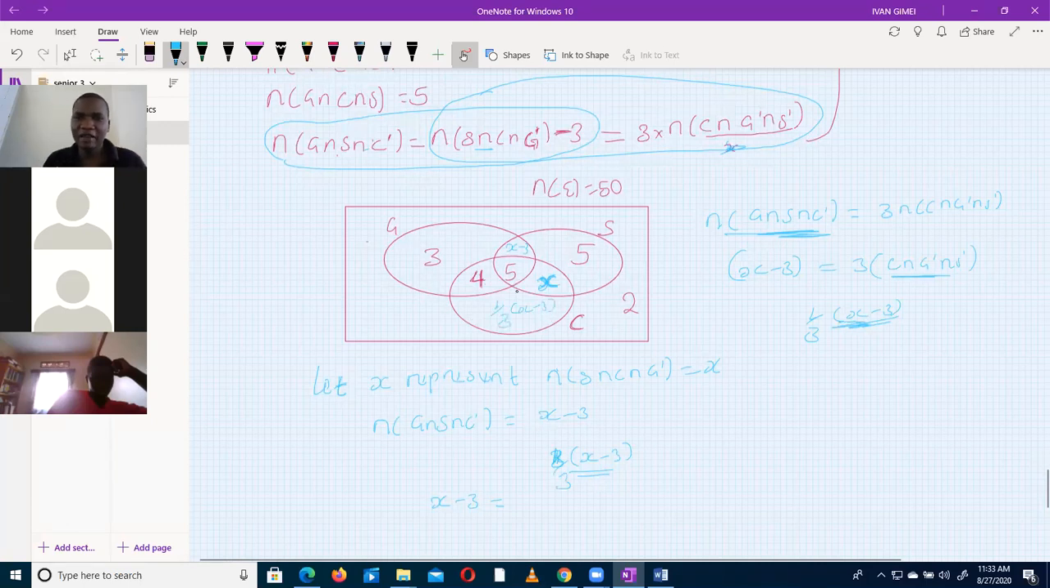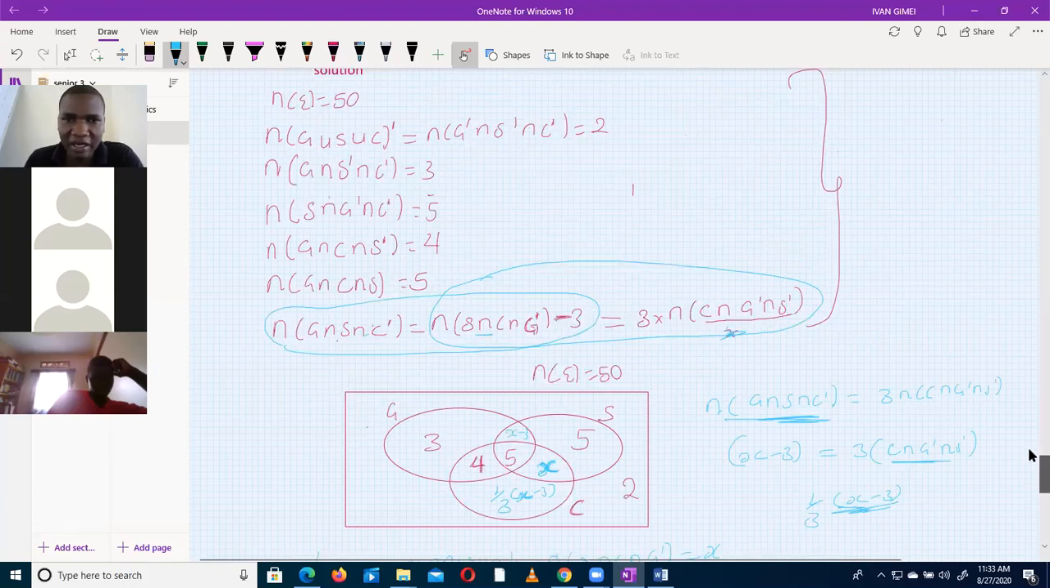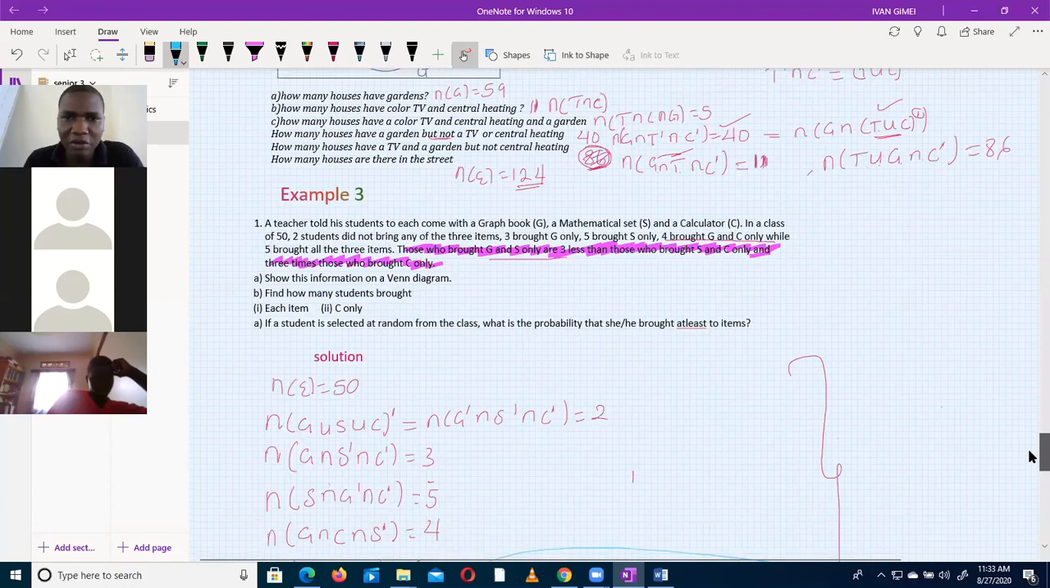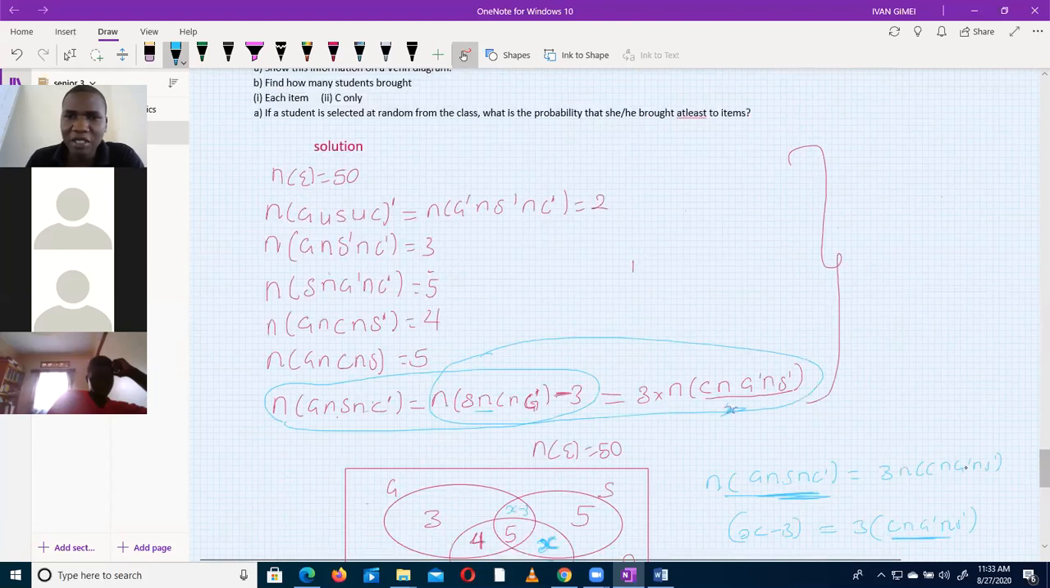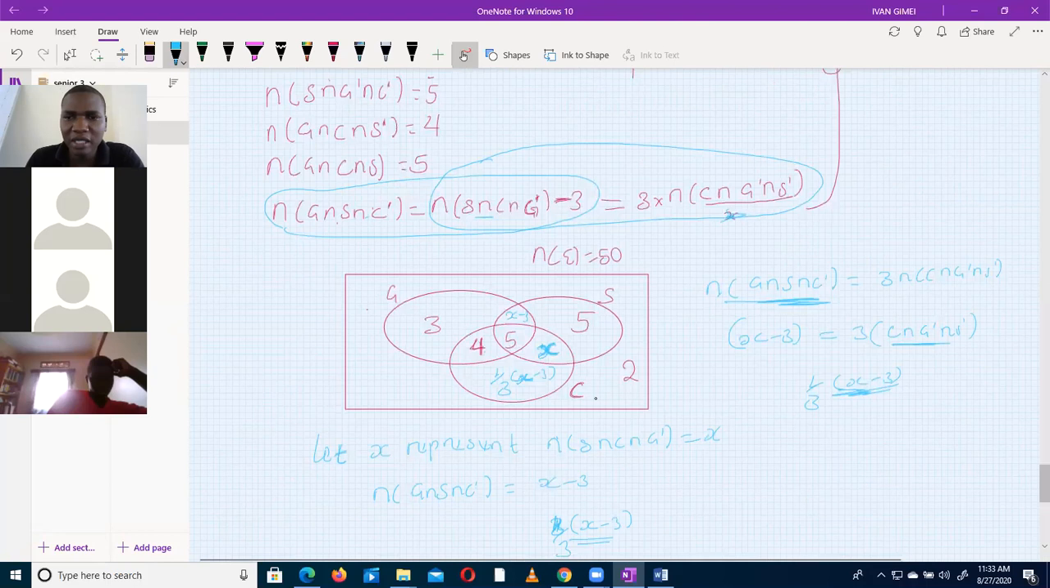So I have my Venn diagram, and at this point we'll of course get marks for it. We get marks for the Venn diagram with unknowns. As long as you've used the unknown X very well, you'll get the marks for the Venn diagram here. Now, what else do they want us to do? After drawing the Venn diagram, find how many students brought each item: how many students brought G, how many brought S, how many brought C.